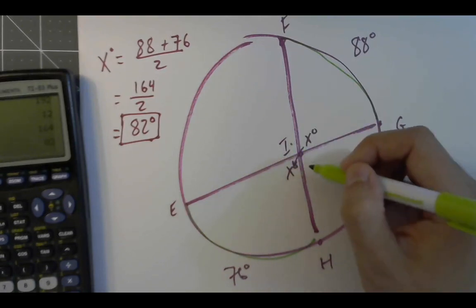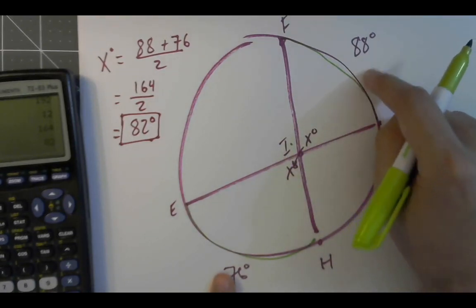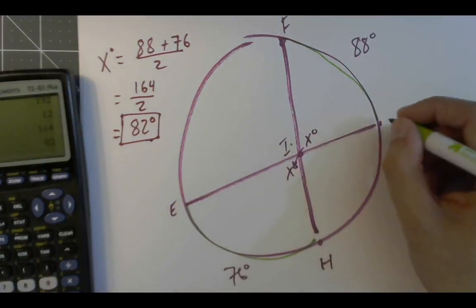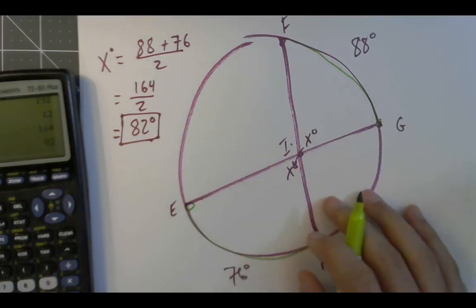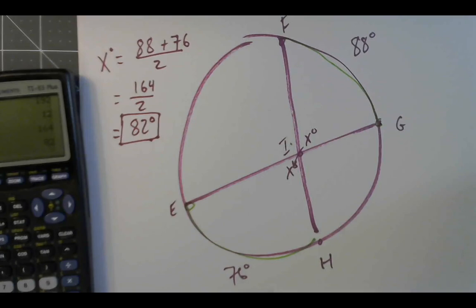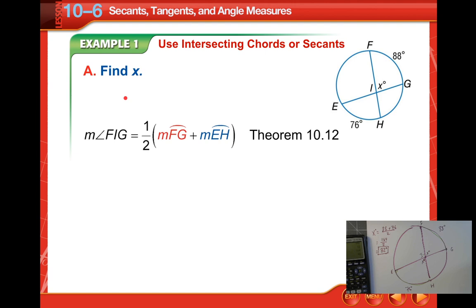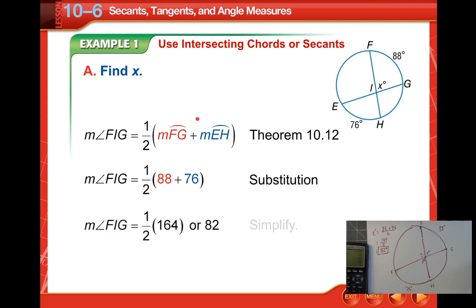So once again, to find X, I took these two, I averaged them to get here. These are secants because they're touching the circle in two places. So we took both of those, added them together, multiplied by 1/2, 82.